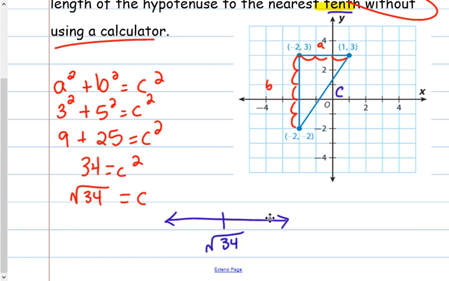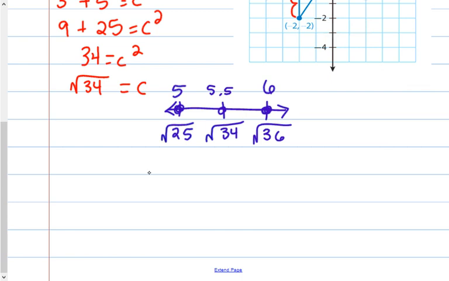To do that, find a perfect square above and below 34. So if we look above 34, there's 36. Take the square root of 36, and that is 6. And then below, well, just go below 6. The next number below 6 is 5. The number down here would have been the square root of 25. So the square root of 34 is between 5 and 6, which is going to be around about 5.5. So our answer here is simply about 5.5.